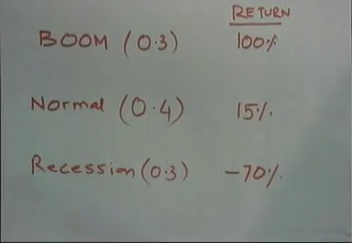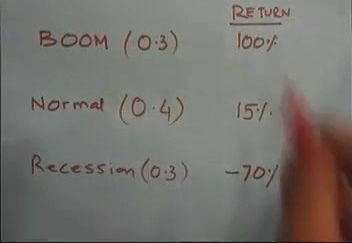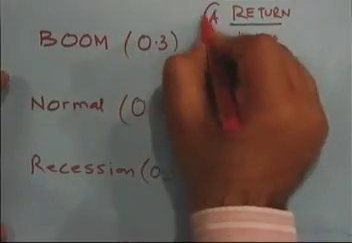That means if there is a boom market prevailing, you can expect a return of 100% on 100 lakhs, or sorry, 100,000. If there is a normal market situation, you can anticipate that you can get a return of 15%. But if there is slowdown of economy, if there is a recession, your investment can give you losses also, because return is minus 70%. This is as far as option A is concerned.